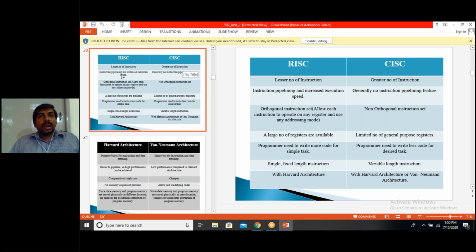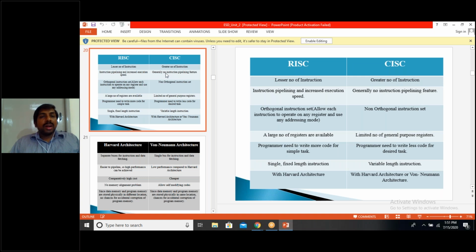What is instruction pipelining? If a microprocessor is doing some instruction execution, first it is going to fetch it from the memory, and then it is executing it. At that time it can simultaneously fetch another instruction. So instead of wasting CPU time, like the present processors that are dual core, multi-core, quad core, you can do two operations simultaneously. One instruction is fetched, another instruction is in the execution stage.